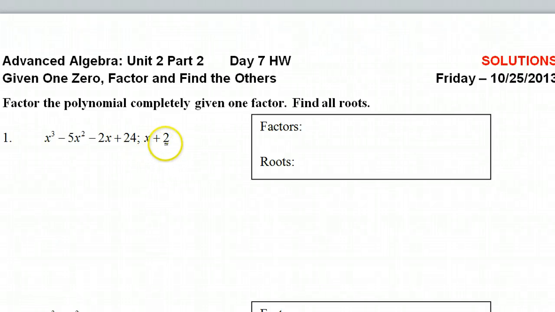All right, day 7. This is really just like day 6. This is more practice of factoring a polynomial if we're given one factor or one zero. So please understand, we're given the factor of x plus 2. Okay, that's great and all.